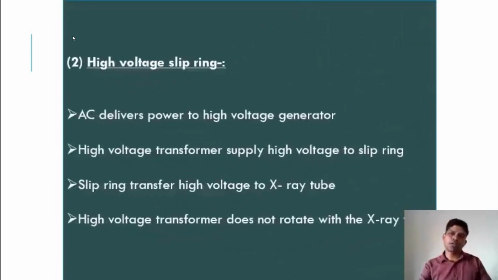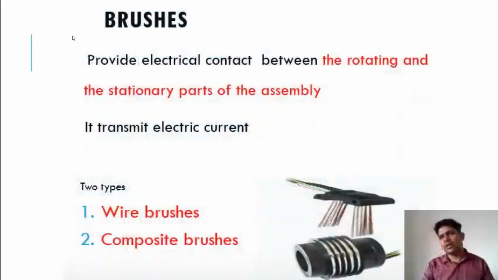So these are the two types of slip ring technology, which I already explained. Here, AC delivers power to the high voltage generator, then the high voltage generator gives it to the slip ring. That depends on the company; they use different types.